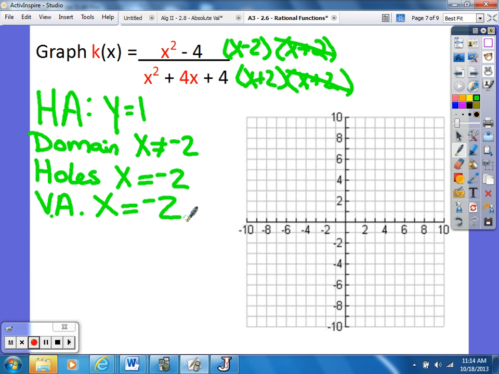Does that make sense? I'm trying to make sure we got it, okay? I'll wait. Correct. Yep. Okay, so I'm going to graph my horizontal asymptote at y equals 1. And x equals negative 2.